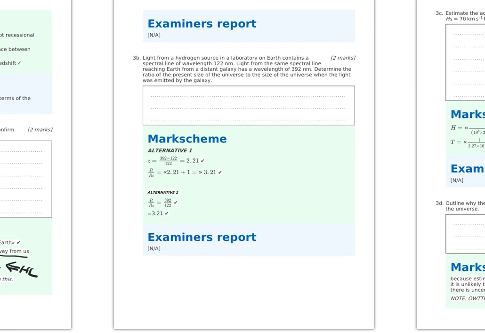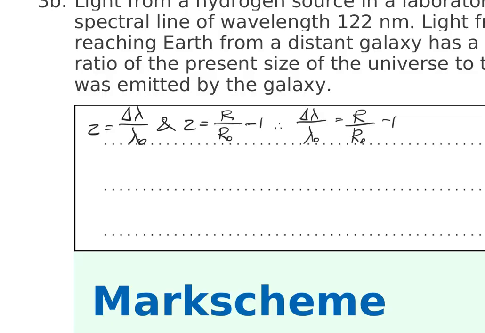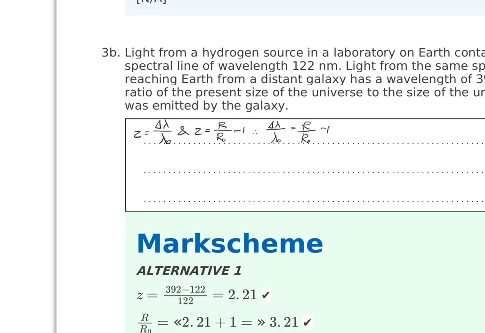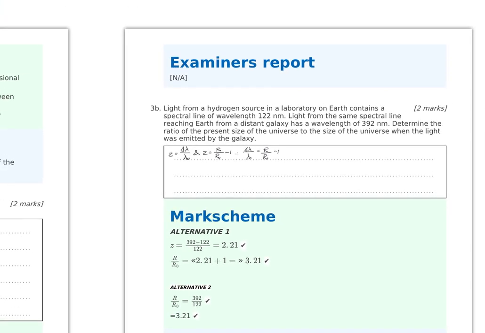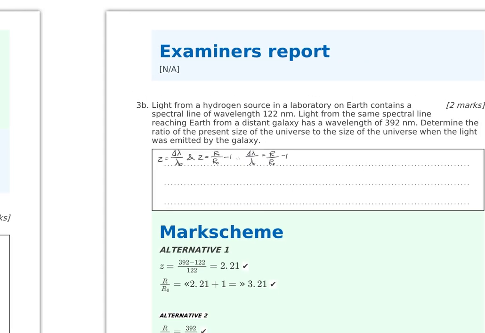All right, so we have a redshift from 122 nanometers to 392 nanometers. And based on that shift, we can figure out the relative size of the galaxy. We have two equations here. And so the relative size of the galaxies, R over R naught, that's what they're looking for, the ratio of the present size to the size when it's emitted by the galaxy. So that's R over R naught.